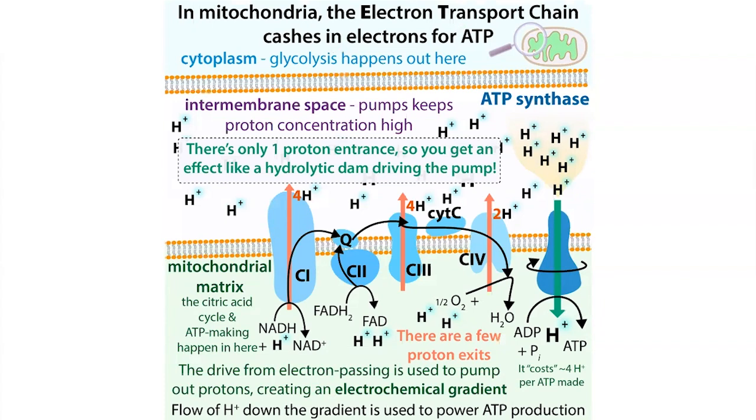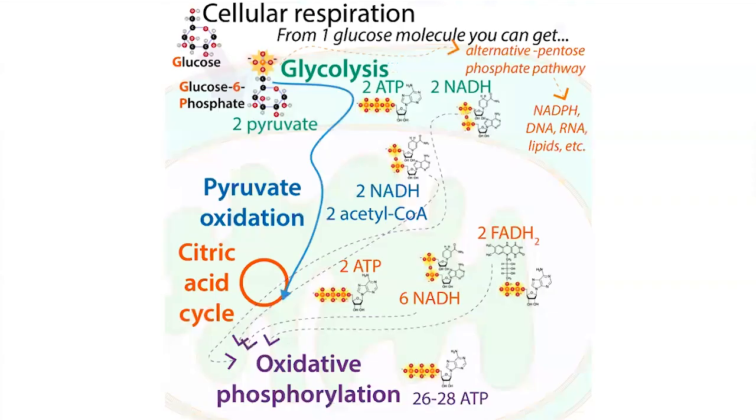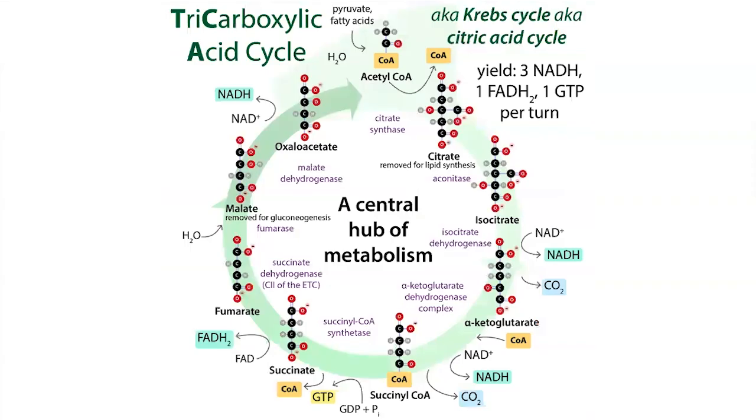So complex 1 is in the membrane, but the NADH that we generate in our citric acid cycle. So in that citric acid cycle, we were generating a bunch of NADH, right? We were generating a bunch of NADH in our citric acid cycle, but we didn't need to have these complexes embedded in the membrane. Why do we need to have complex 2 in that membrane? Think about what's different between FAD and NAD.